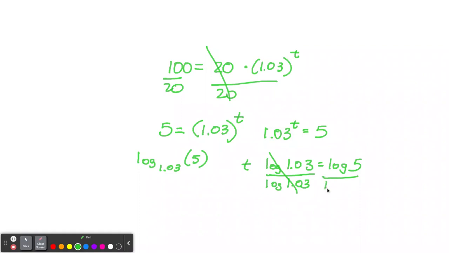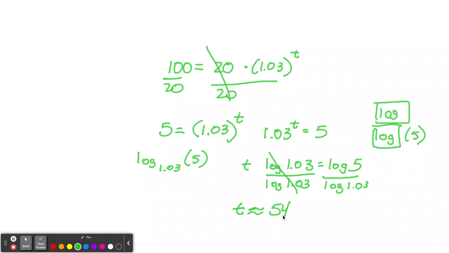You're basically going to divide log 5 on your calculator. Remember, press the log button. There's the log button. Log 5 divided by log 1.03. And make sure when you're doing it, you press that log button, and you put the parentheses around the 5. Sometimes you don't have to do that, but make sure you look at that. And you know that t would be about 54 years.